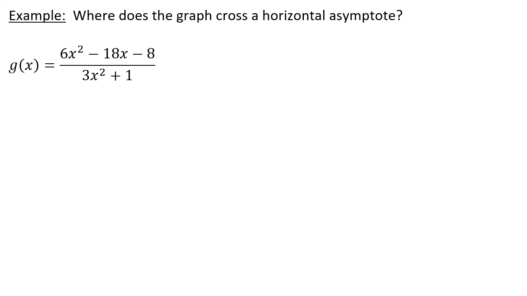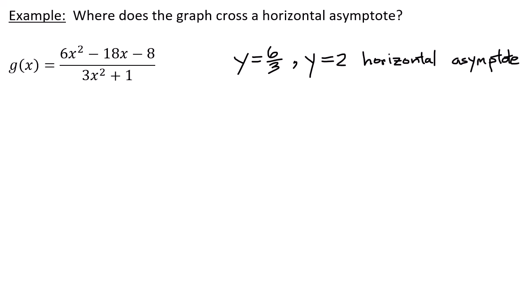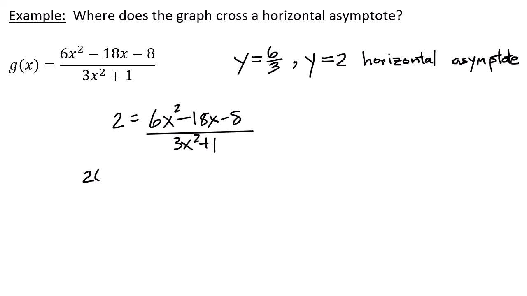Because the degree of the numerator is 2 and the degree of the denominator is 2, we know the horizontal asymptote is y equals 6 divided by 3. So the horizontal asymptote is y equals 2. If I want to find the point where the graph crosses the horizontal asymptote, I would solve 2 equals 6x squared minus 18x minus 8 divided by 3x squared plus 1. So that gives me 2 times 3x squared plus 1 equals 6x squared minus 18x minus 8.